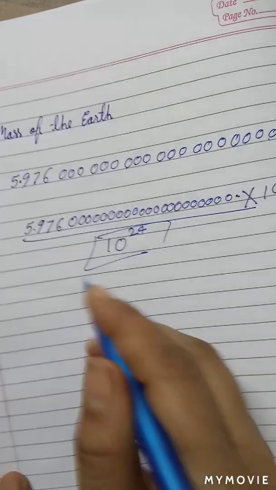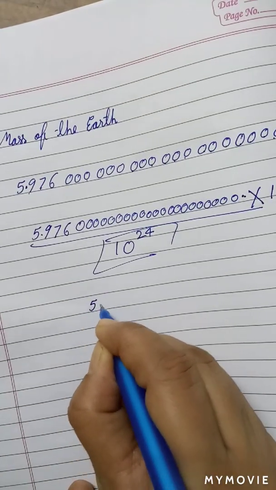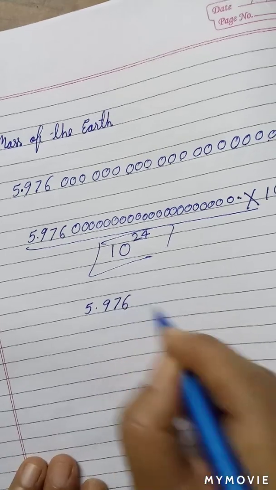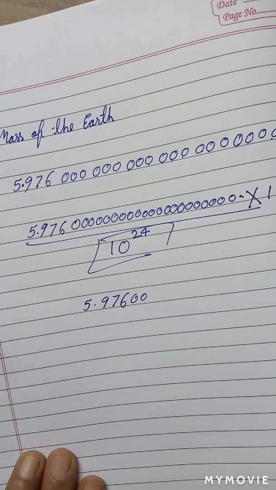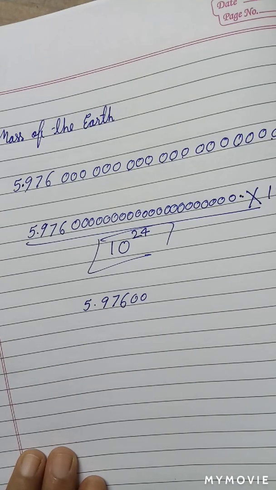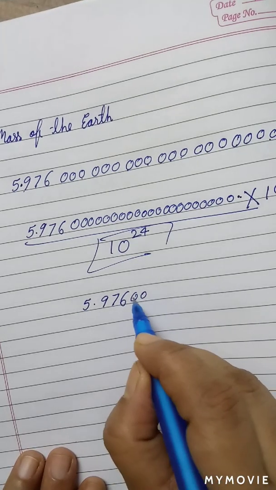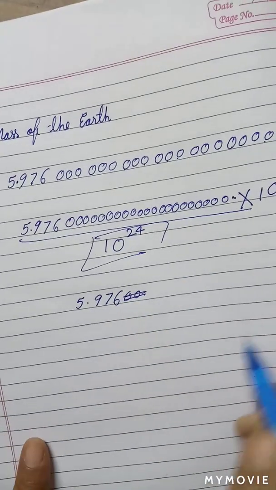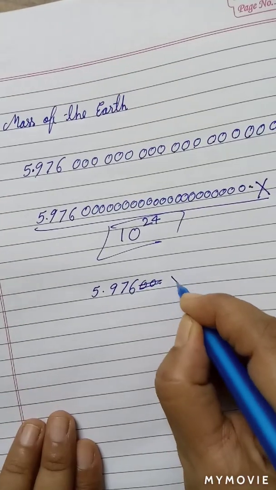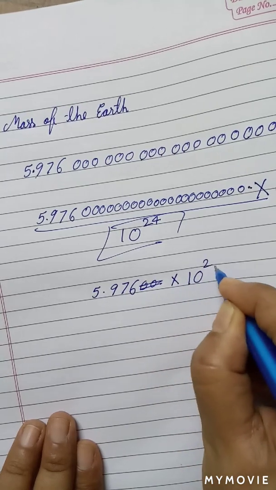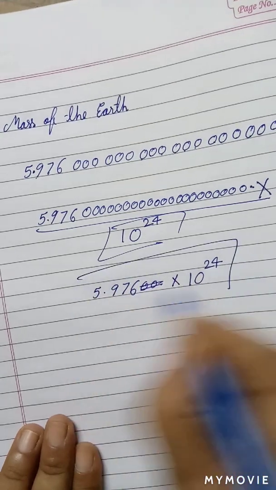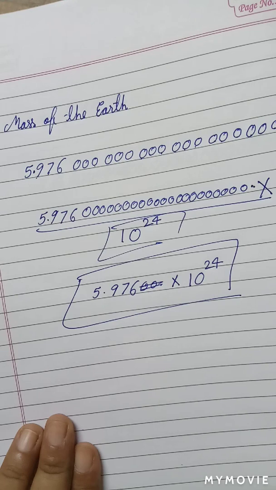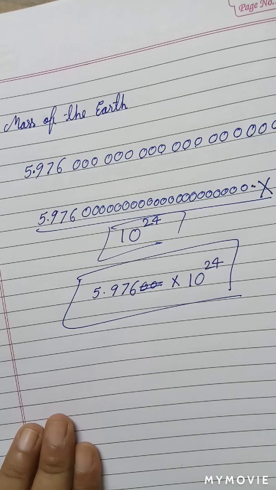So finally we have got 5.976. These zeros are optional if you want to put them, but they are not needed. We don't have to write them, that's why we are converting this number into the standard form. So let's not write them. You can write them, it won't matter, but let's not do it for the sake of simplicity. We have 5.976 into 10 to the power 24. This is the standard form of the mass of the earth.